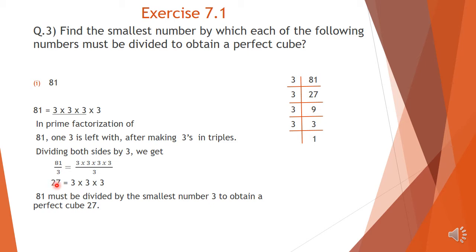So the answer is the smallest number. What is the smallest number, children? 3 is the smallest number. That left out number is the answer. And the cube we are getting is 27. 81 must be divided by the smallest number 3 to obtain a perfect cube. And the perfect cube is, children, 27.